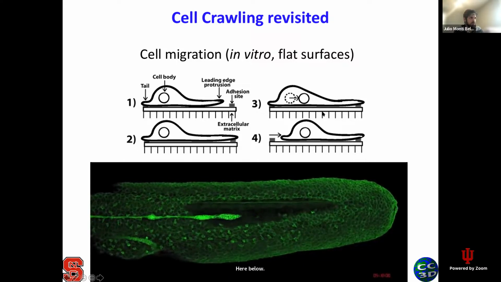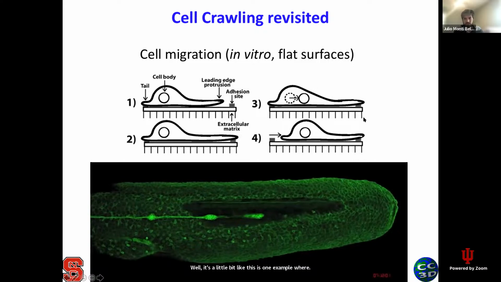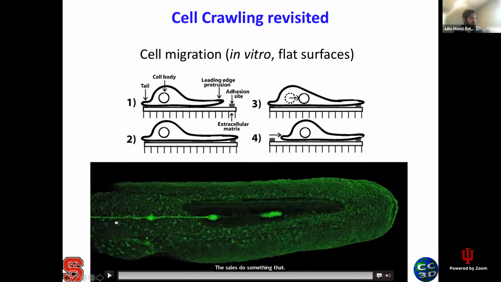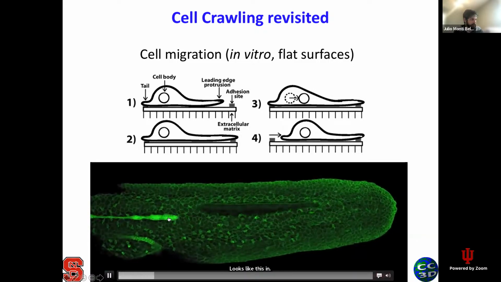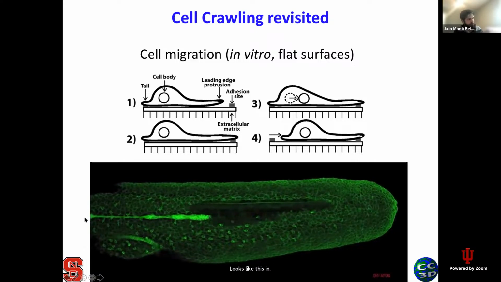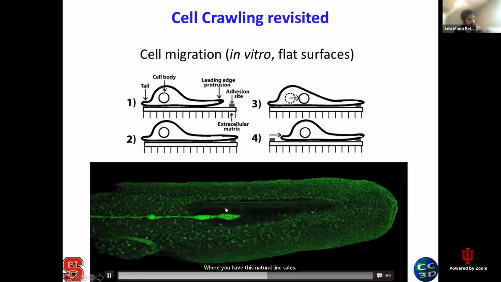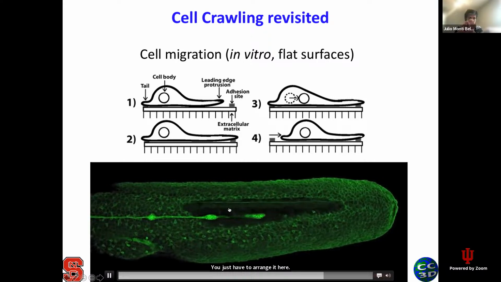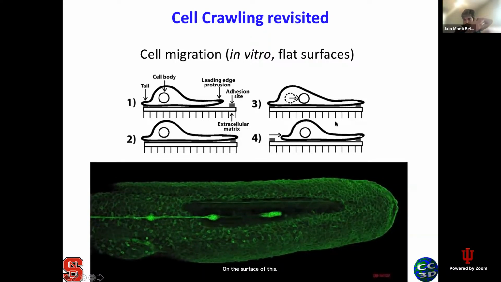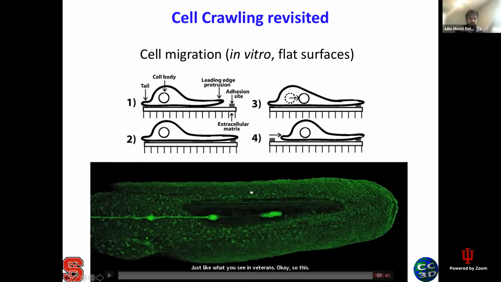It is one example where the cells do something that looks like this in vivo, where you have this lateral line. It's just a bunch of cells that originate here and start walking on the surface of this other tissue, just like what you see in in vitro experiments. So this is a case where the cell is actually walking on a surface by creating adhesion sites and pulling on it.